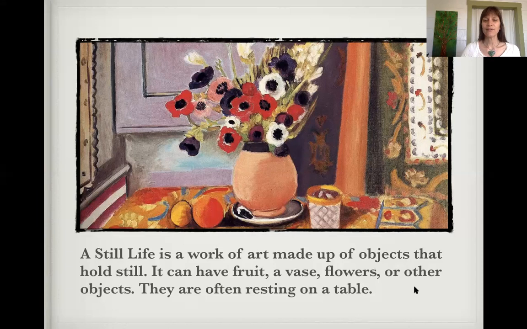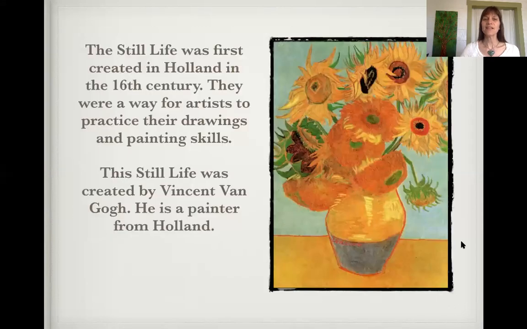It can have fruit, a vase, flowers, or other objects. They're often resting on a table. The still life was first created in Holland in the 16th century. This was a long time ago. They were a way for artists to practice their drawing and painting skills.